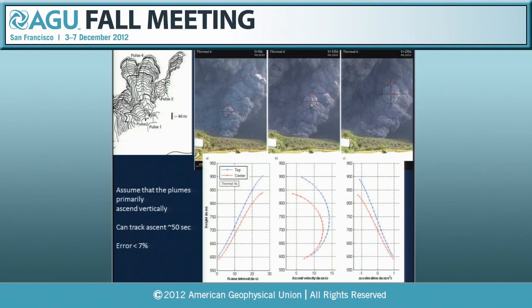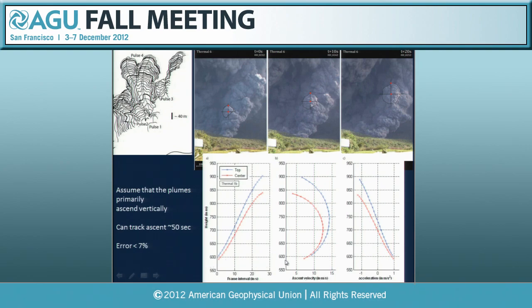And like I said, you can pick out in these images these features of the plumes that you can track through subsequent frames in the video. What he's done, you do have to assume that this plume is primarily ascending vertically, which we know is not quite true, but we're far enough away from the flow at this point that it's an okay assumption. And you can track these ascents for about 50 seconds before you lose them. The error here is less than 7%.